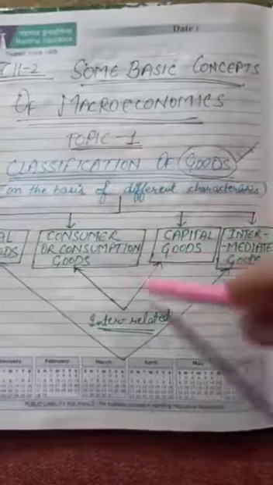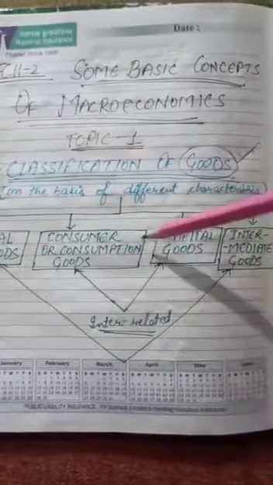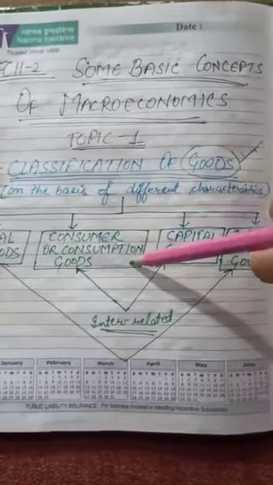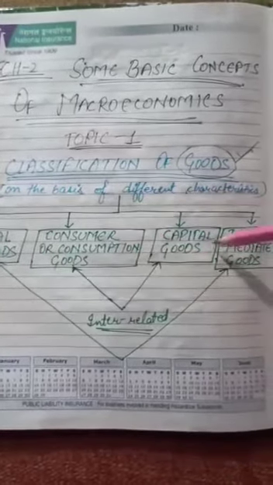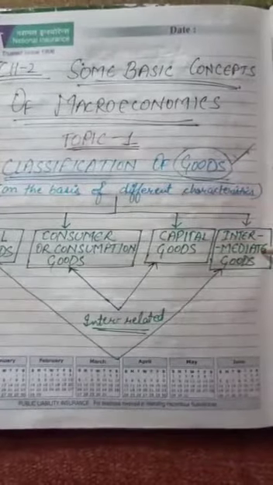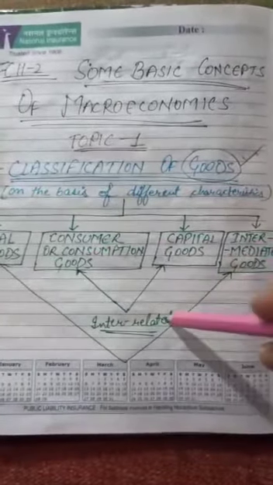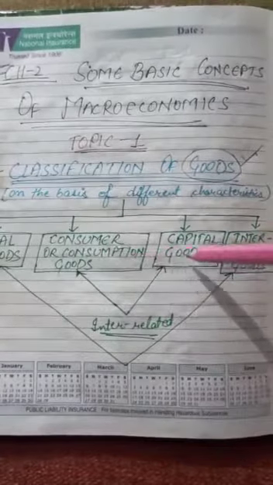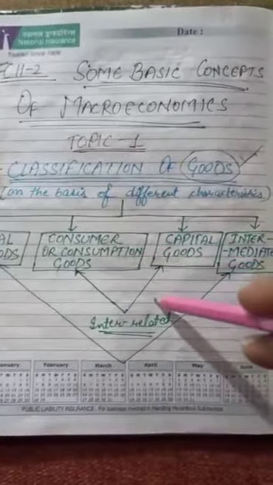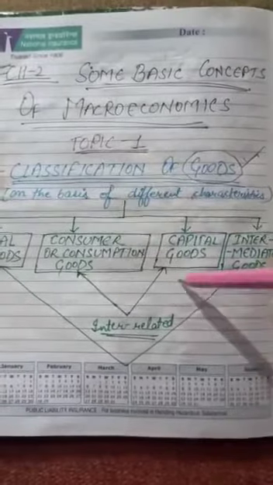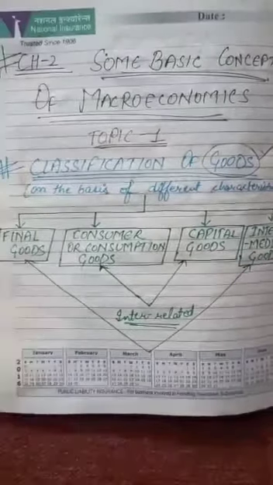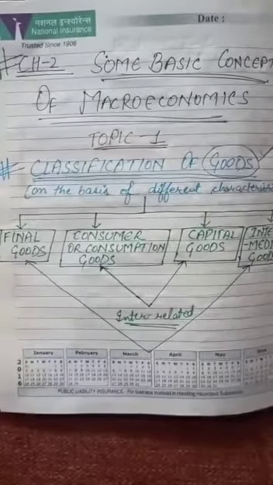So we can classify it as final goods, consumer goods, which are also known as consumption goods, capital goods and intermediate goods. Clear? The final and intermediate goods are interrelated, and consumer and capital goods are interrelated. And how, you will come to know in the further video. Now we will study each type of good in detail.